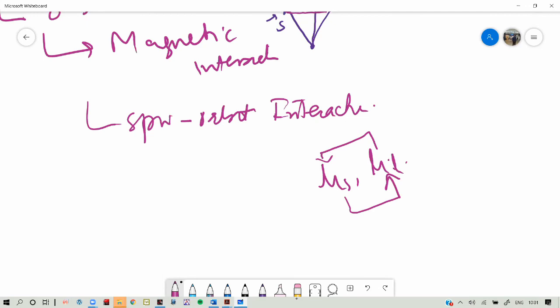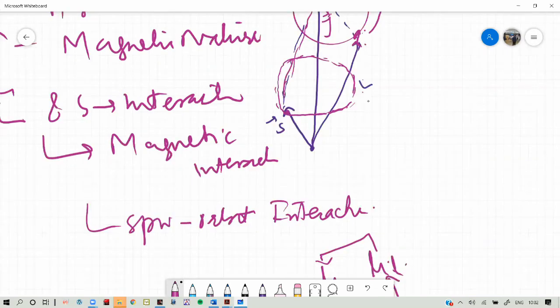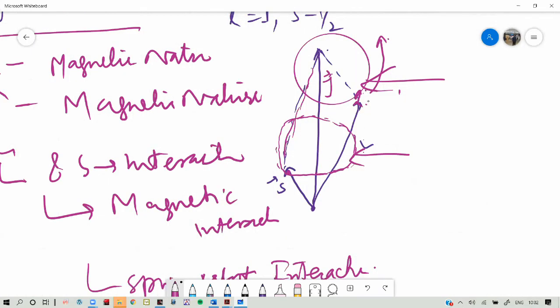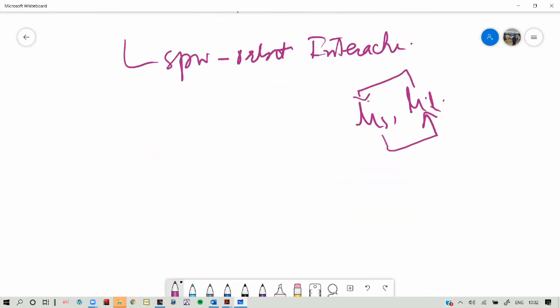Similarly, in this case, when we have mu S and mu L, they exert torque on each other, S and L. So S and L will not change their magnitude. There will be no change in magnitude, but there will be a change in the direction of S and L because of those torques on each other. So the direction will change. That means they will precess in a cone. In the earlier case we talked only about L, but here we have both L and S. So both will precess around J, the resultant magnetic moment vector. Did you get it? If someone has any confusion, please let me know.